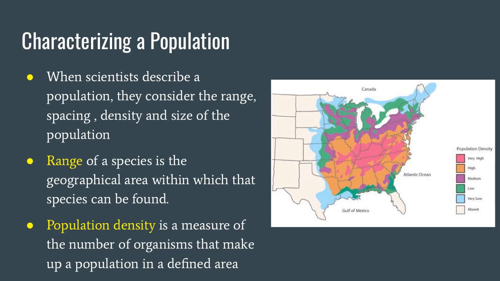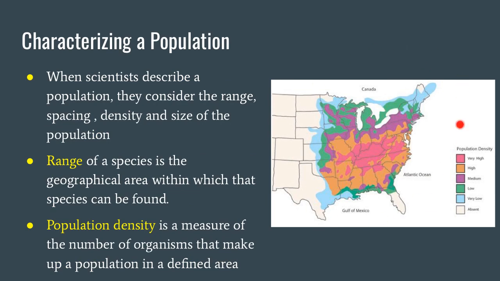Over here we have a range for an animal, and as you can see, it is going to be all in this area. On the eastern side of the United States, going all the way up north to all the way into part of the Florida Panhandle. And you can see in certain areas for this specific animal, there are going to be different population densities.